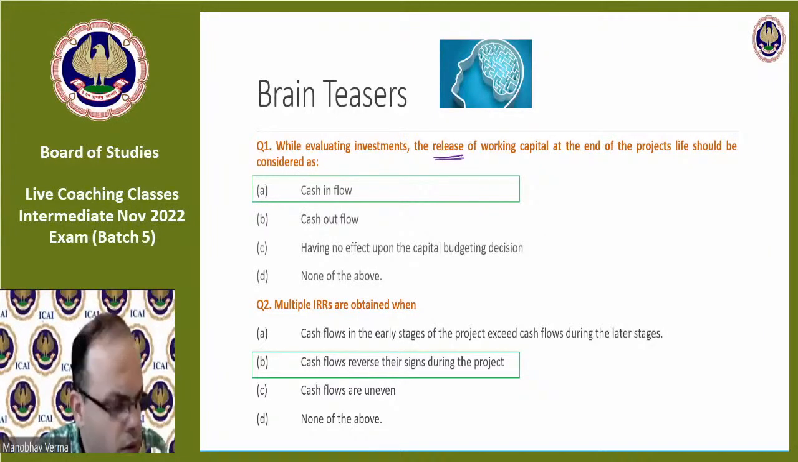Everyone okay here? I hope we are good with all the questions. Pooja, it has to be B, not C, please. Uneven cash flows don't necessarily always bring in multiple IRRs, right? It's when there are outflows at a later stage as well.